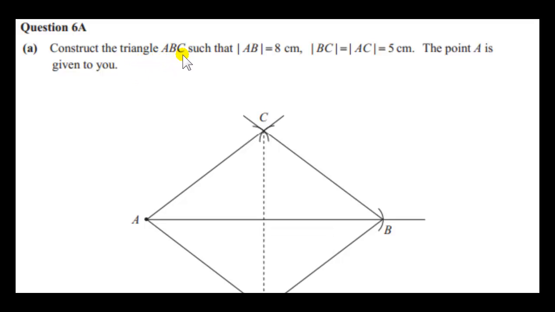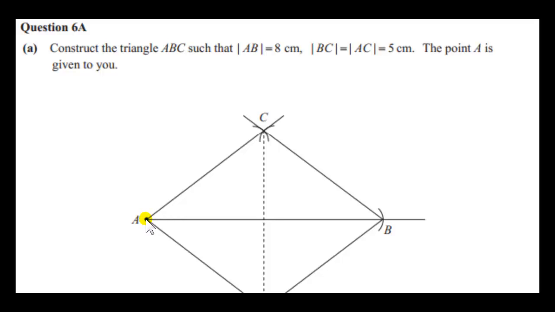Construct a triangle ABC such that the distance between A and B is 8 centimeters. The distance between B and C is the same as the distance between A and C, which is 5 centimeters. And we're given the point A here. Alright, so the construction is shown here.